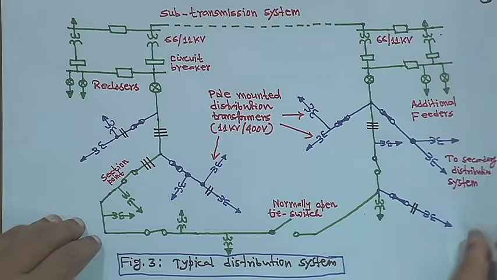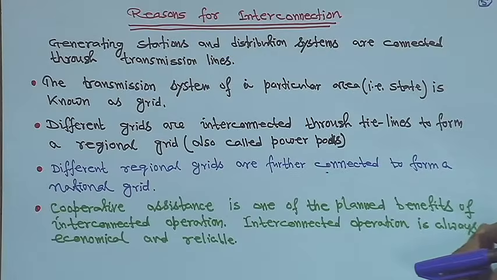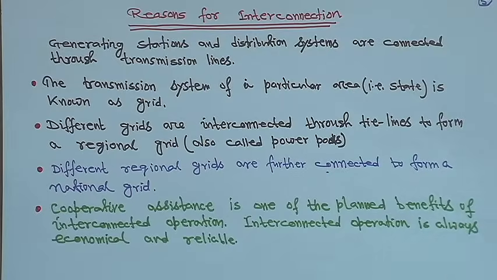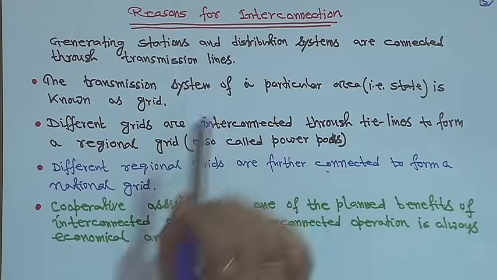So what we have discussed now is a little bit about the power system: the generating side, then transmission, and then the distribution side, right. Next are the reasons for interconnection, right, because many power systems are interconnected together. The generating station and distribution system are connected through transmission lines.